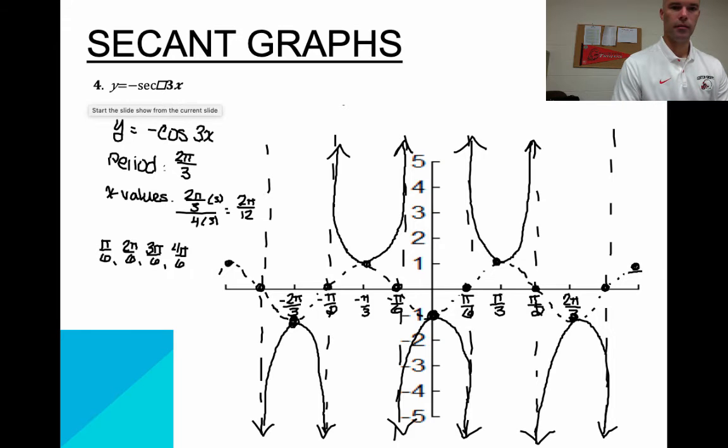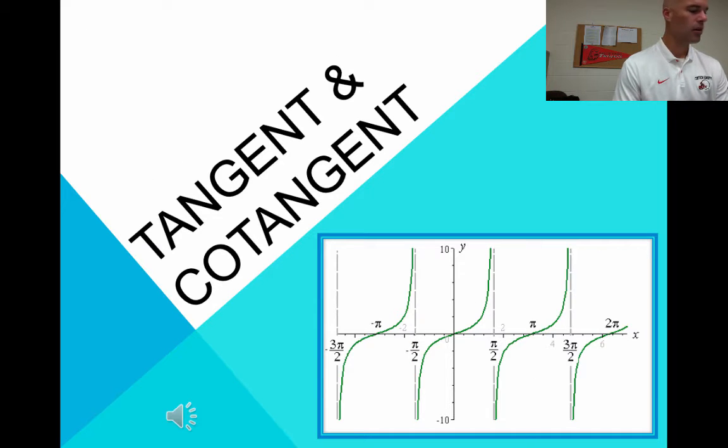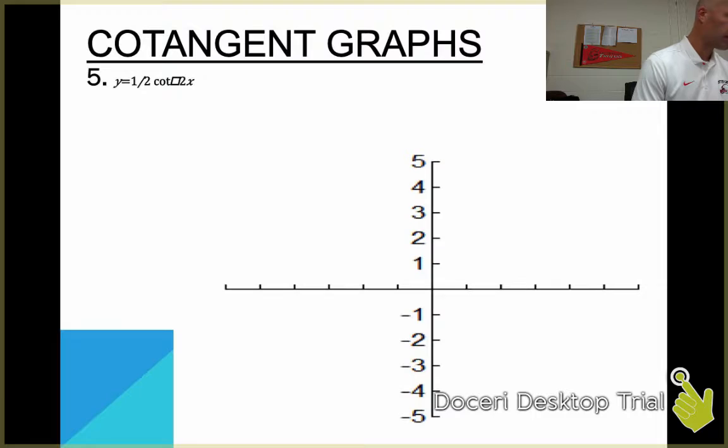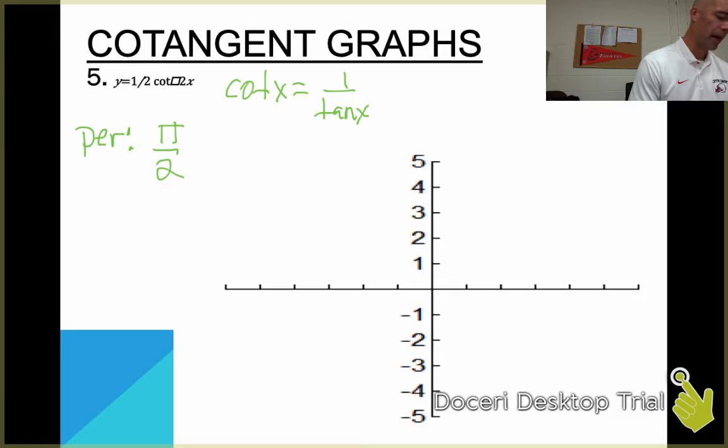All right, and then finally we're going to be looking at our cotangent graph. All right, so take a look here. We have y equals 1/2 times the cotangent of 2x. And once again, remember cotangent is the reciprocal of tangent. All right, so my period for tangent is pi. So this would be pi over my b value, so my period is going to be pi halves.